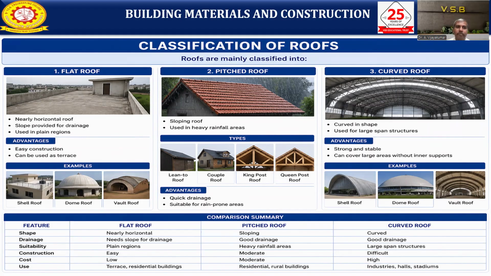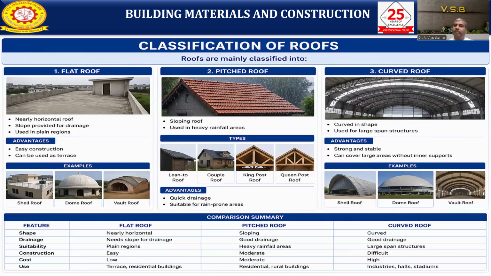First one is the flat roof. It should be almost flat, but not absolutely zero slope. Some slope will be there because during the rainy season water should drain off, so a minimum slope is given. It is a nearly horizontal roof.